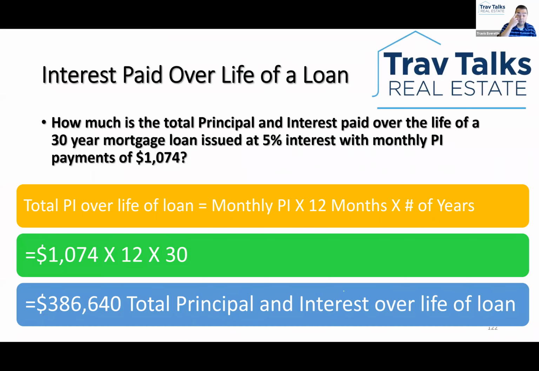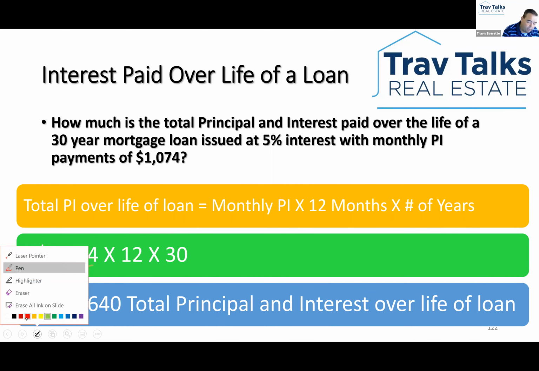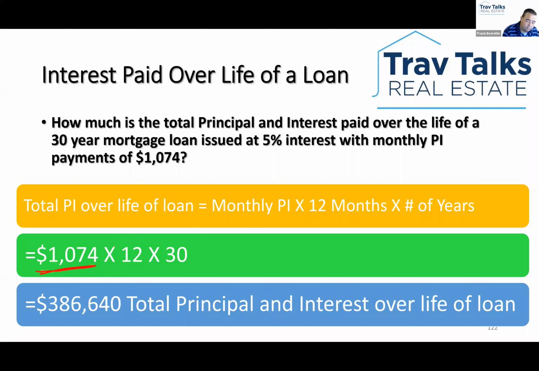I mean, look at this one. How much is the total principal and interest paid over the life of a 30-year mortgage loan issued at 5% interest with monthly PI payments of $1,074? Well, if we're paying $1,074 a month, how many months are there in the year, folks? 12. So that's times 12. Everybody good with that? And how many years did they say they borrowed the money for? 30. So times 30 years.